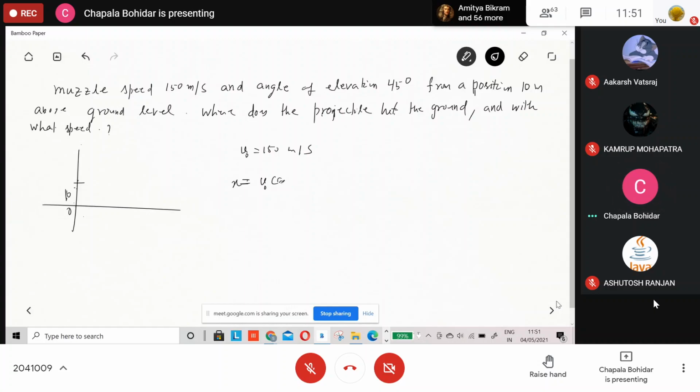cos alpha t. I think your formula is x is equal to V0 cos alpha t and y is equal to, we get here from our formula, that is your V0 sine alpha t minus 1 by 2 g t square. Isn't it? The value of x and y.